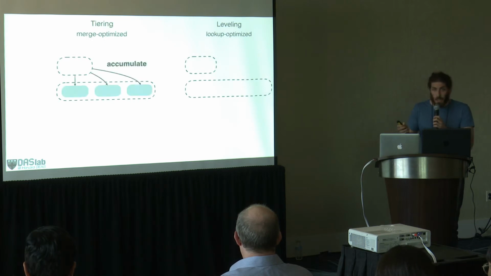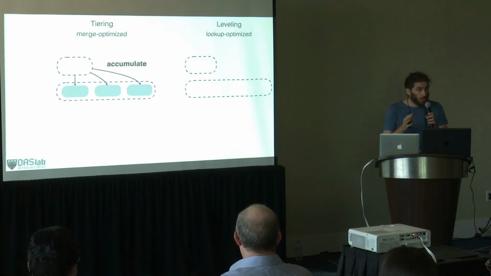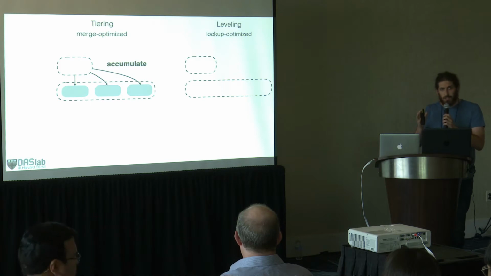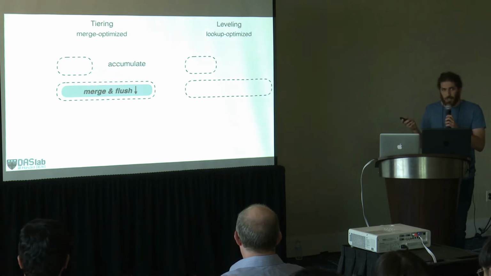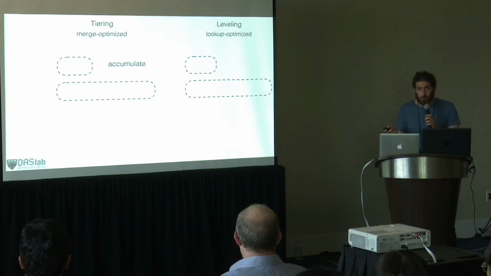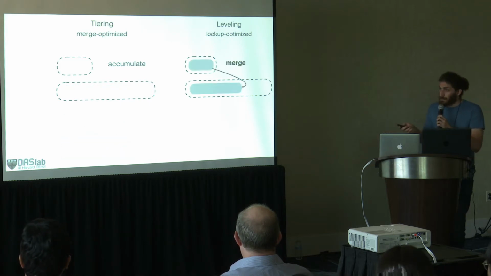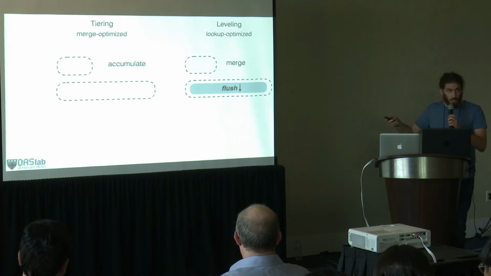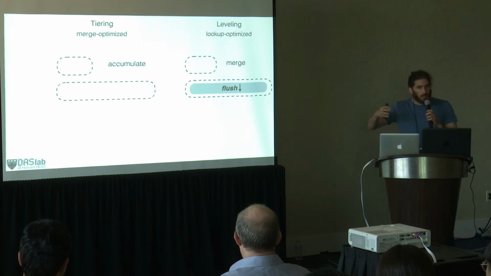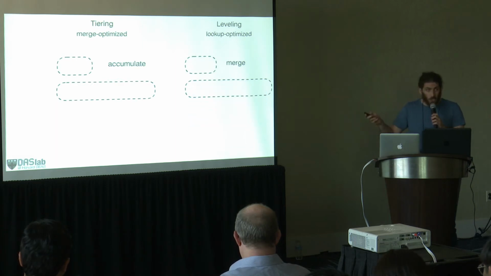So with tiering, for any given level, we just accumulate runs. And only when that level reaches capacity, we execute a merge operation, and then we flush the resulting run to the next level. With leveling, we trigger a merge operation as soon as the next run comes in. So as soon as a run comes in from the previous level, we merge it, and if the resulting run now exceeds the capacity of the given level, we flush that to the next level.